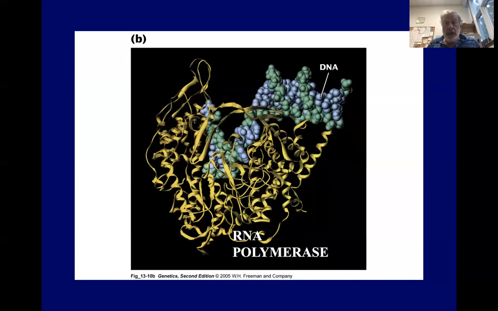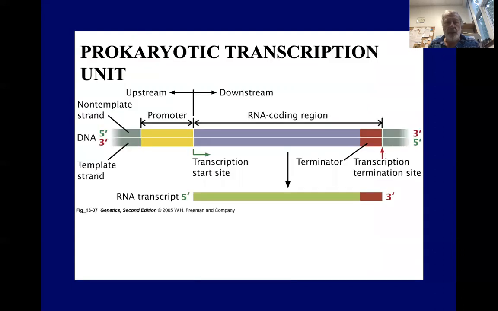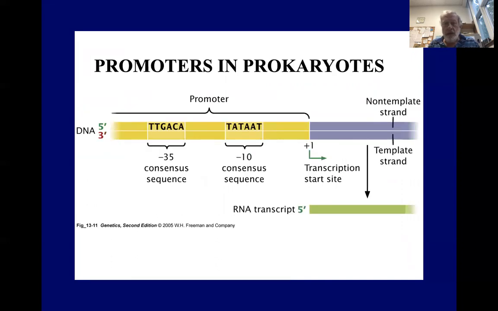This shows the DNA as a ball model and the RNA polymerase protein as a ribbon model attached to the DNA. And notice how the DNA bends there where it attaches. So this shows you in yellow is the promoter region, and then the RNA coding region, or the gene or genes, is shown there in the purple color. Here are a couple of promoters, one at minus 35 and one at minus 10 base pairs before the gene that's going to be transcribed.